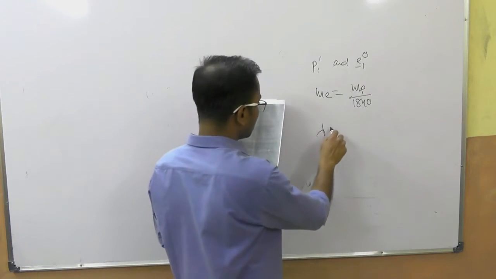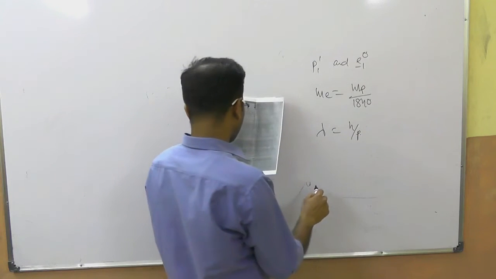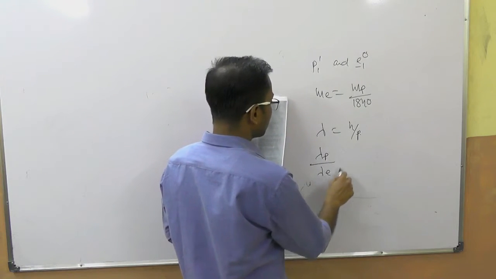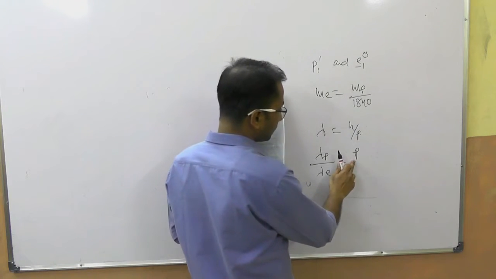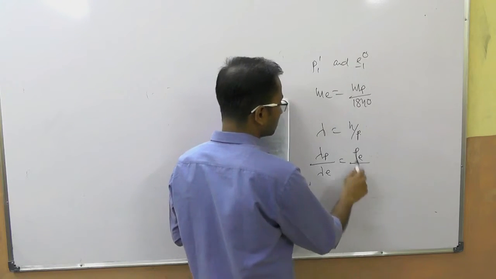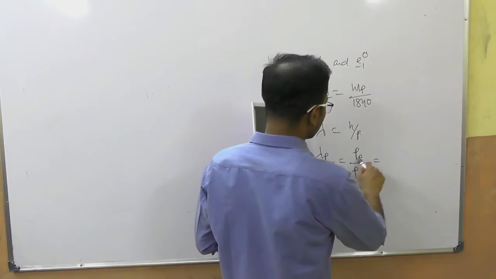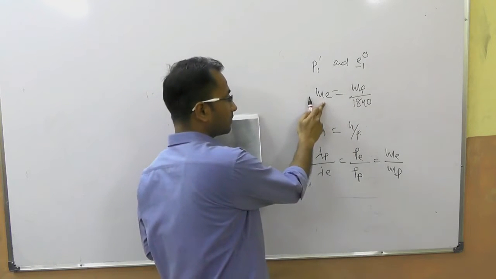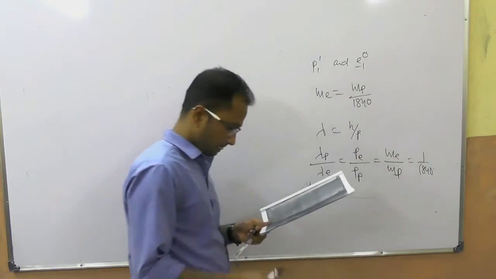From the de Broglie hypothesis, lambda is h by p. For the de Broglie wavelength, lambda of proton by lambda of electron is the momentum of electron by the momentum of proton. Since wavelength is inversely proportional to momentum and the speed is the same, it is the mass of electron by mass of proton. From here you can write the mass of electron by mass of proton is 1 by 1840.